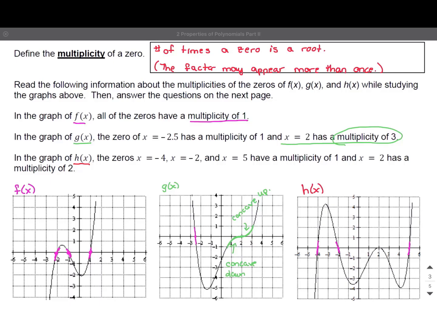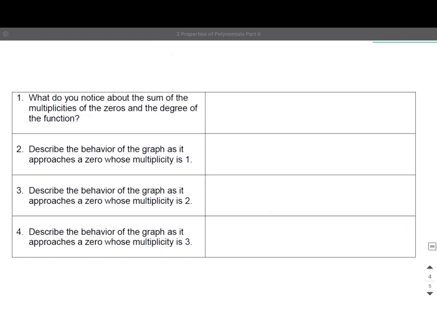However, if you look at x equals 2, and I tell you that this is a root of multiplicity 2, notice at 2, the graph is tangent to the x-axis. It comes up, it touches the x-axis, and then bounces off it. It does not cut through the x-axis at all, and that's important. So let's summarize what we just said, okay?